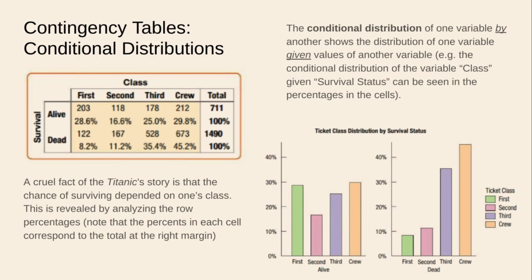Okay, and we can graph this in another way. We're going to use a bar chart here, classic bar chart. And here's where the data really start to speak if they haven't already spoken before. Let's look at the alive folks. You got first, second, third, and crew. Okay, given that you were alive, there's almost a 30% chance that you were in the first class. There's also around a 30% chance that you were in the crew.